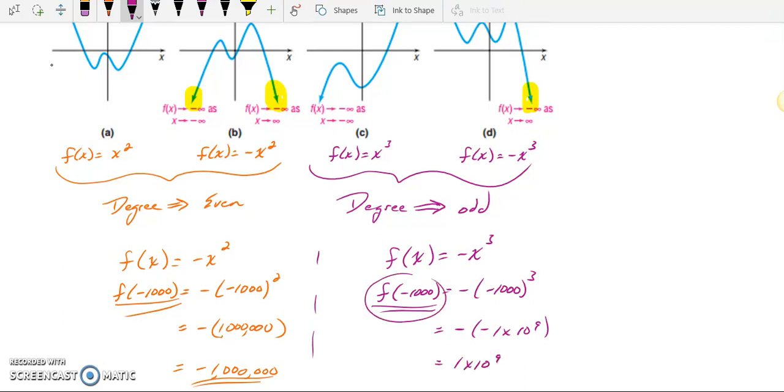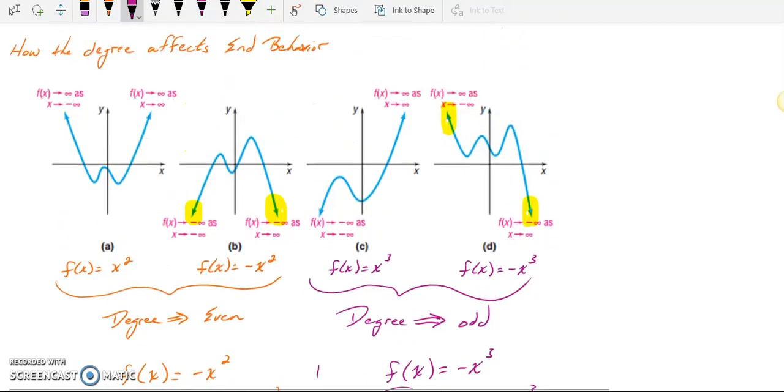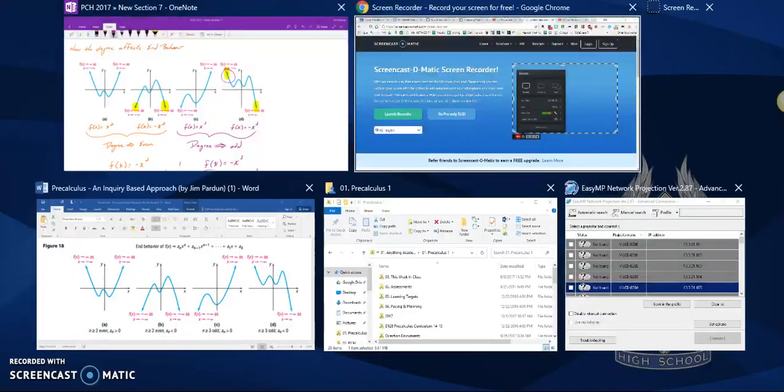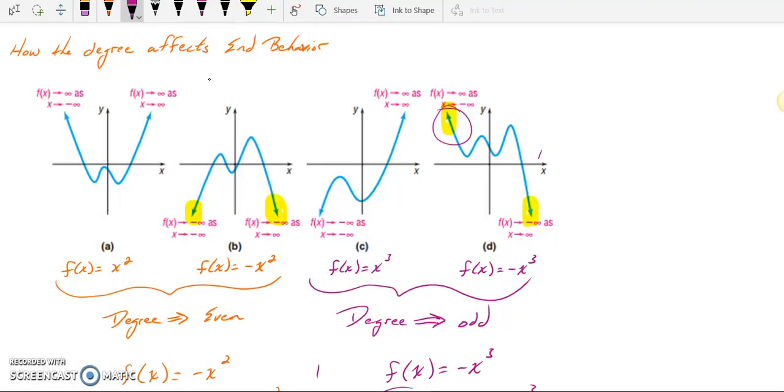So as x grows closer and closer to negative infinity, f of x is getting incredibly large, which is what we see happening over here. And we can do the same thing for positive values of x as well and get the same result.